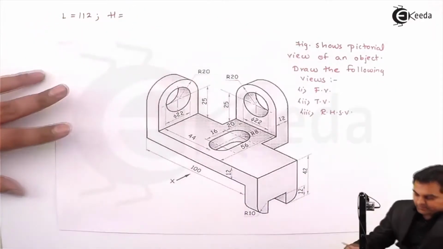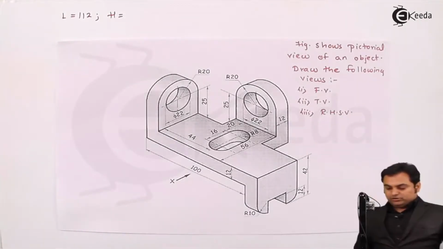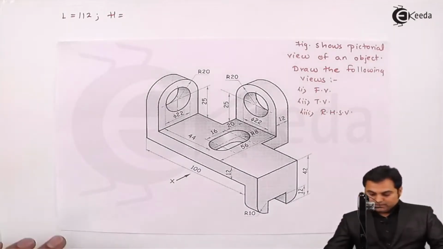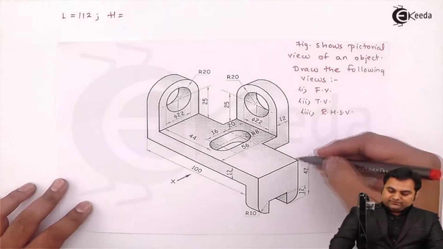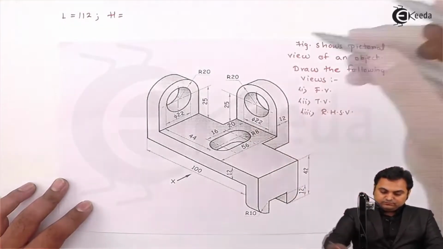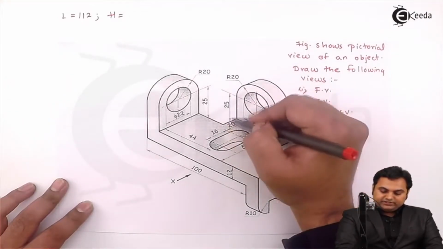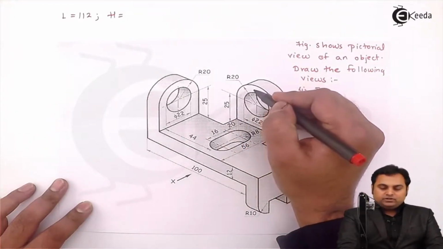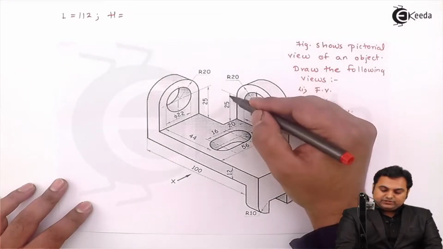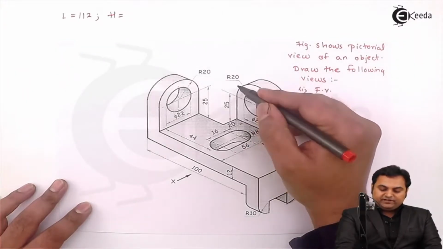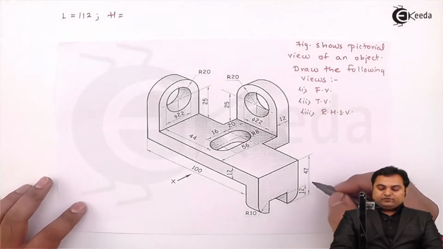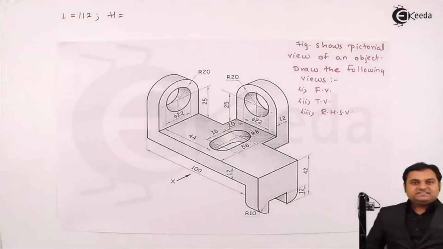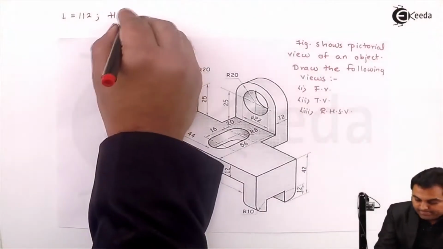Next, the total height of this object or the pictorial object given here: this is 42 mm, and where this surface is ending, they have given the centers 25 plus 20. So that is 45, and 42. So 45 and 42 gives me the value as 87 as the total height.